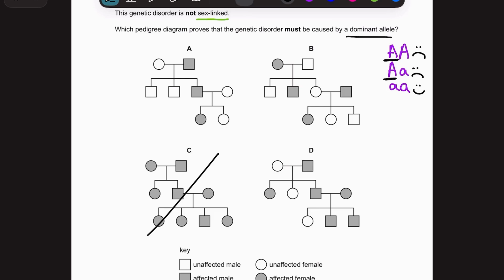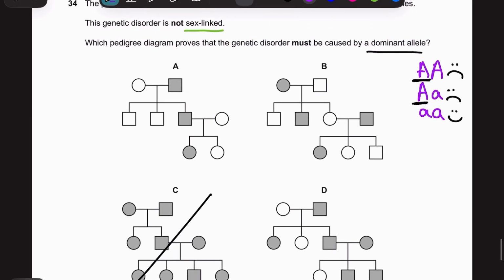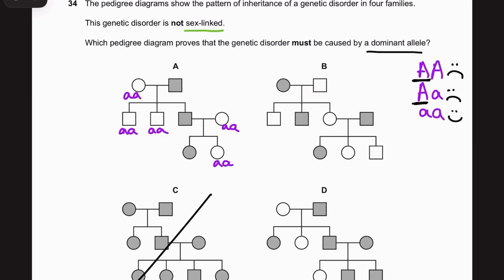So let's start with A, okay? The key here is to just fill in the letters for everybody. Now, assuming that big A is the dominant allele, which is the disease, right? Because you're supposed to prove that the disease is caused by a dominant allele. Let's try to fill some of these in. Now, the white color means no disease, right? So I can already fill in all of the white ones as small a, small a, small a, small a, small a, small a, like this, right? Now think about what is the genotype, the letters, for the remaining three black ones.